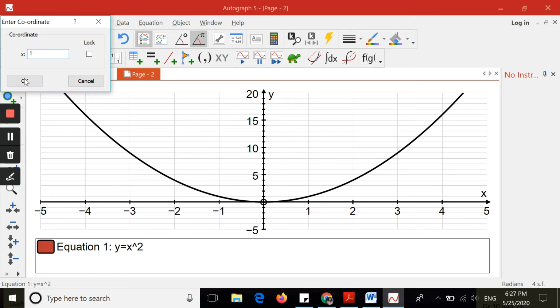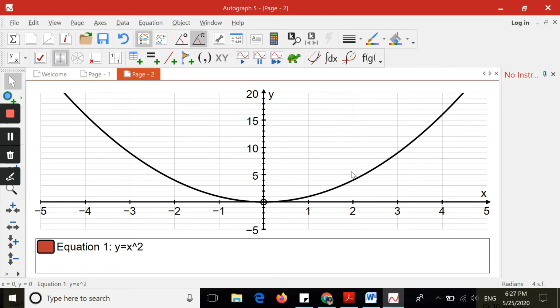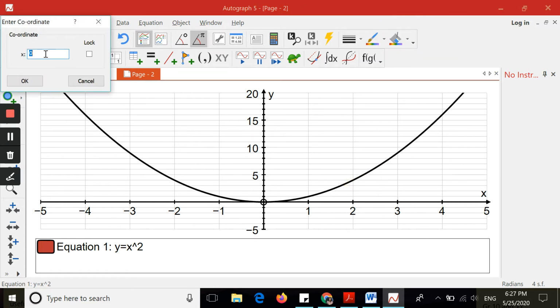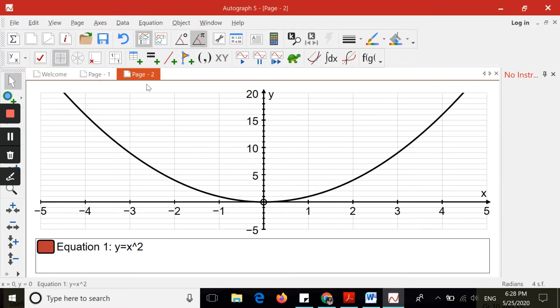So if x is equal to 1, okay, so x coordinate is 1. Why is it not giving me here? Okay, let me first do x is equal to 3 then. Okay, it looks like something is wrong. Let me try again. Enter point on the curve, and then x is equal to 1. Maybe I need to lock. Let me see. It seems something is wrong.